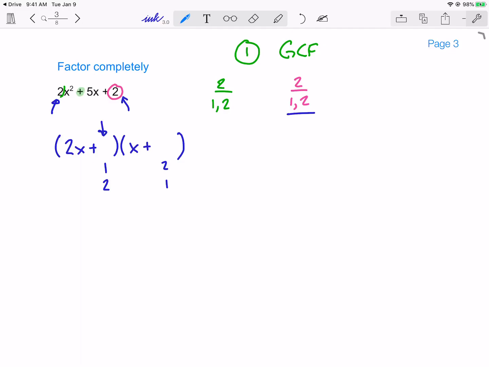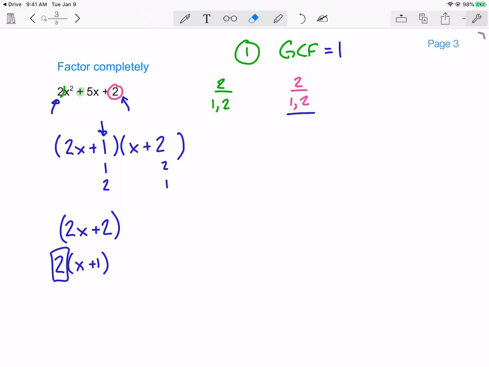factor? Well, it can't be the 2, because if it were the 2, let me just write out what that would look like. I would have 2x plus 2 in this parentheses. But these two terms have a GCF of 2, which means I could have pulled a 2 out at the very beginning. But that wasn't the case. In this particular problem, my GCF is 1. So I know it has to be 1 and 2.